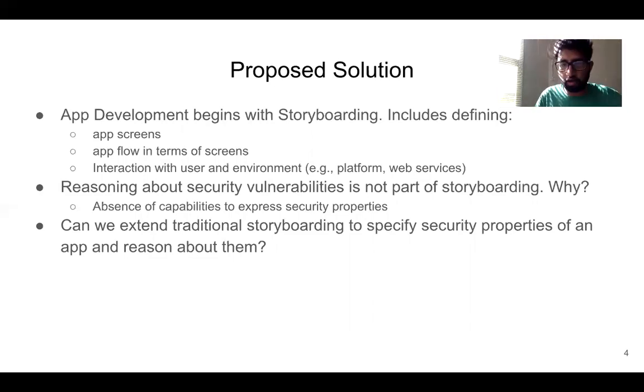But the problem with this is, in this phase, it is difficult to reason about security properties and what kind of vulnerabilities may occur, because there is no capability to express security features in an app's storyboard. So the question is, can we extend the traditional features of an app's storyboard in a way that will allow the developer and the designer to collaborate and reason about security in a meaningful way?